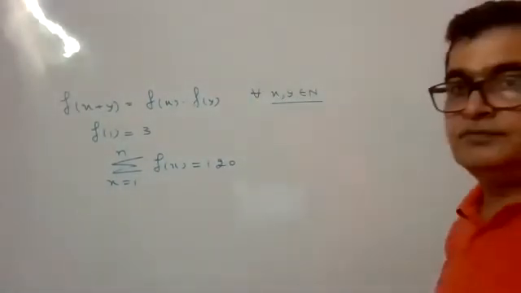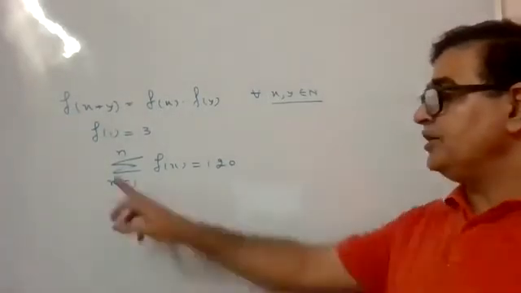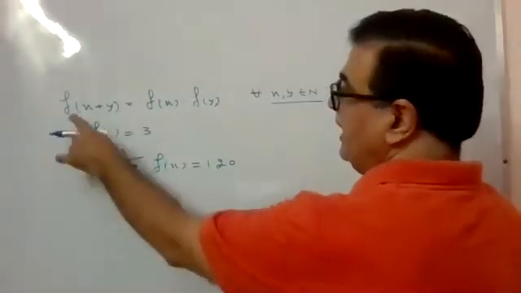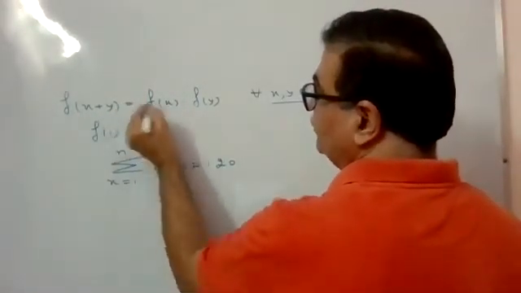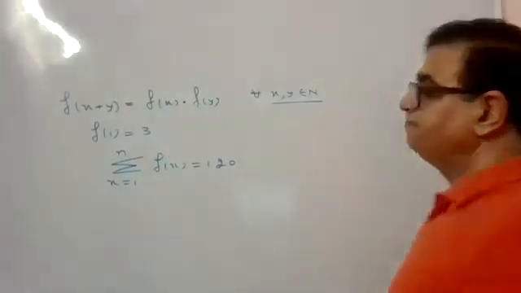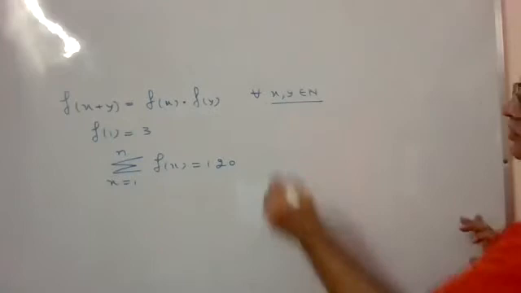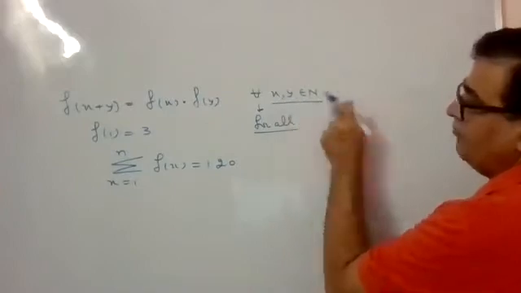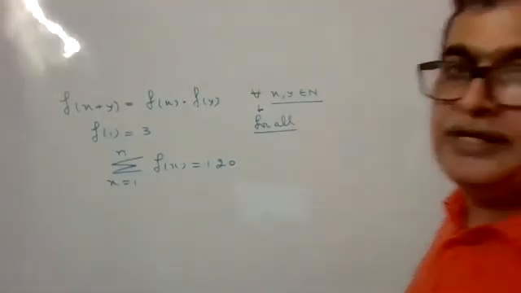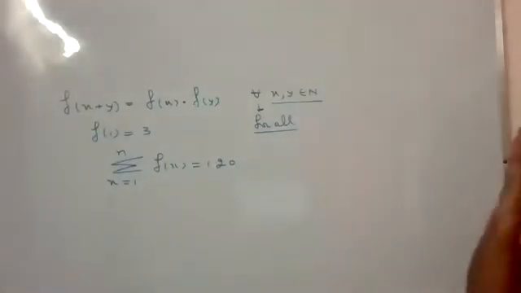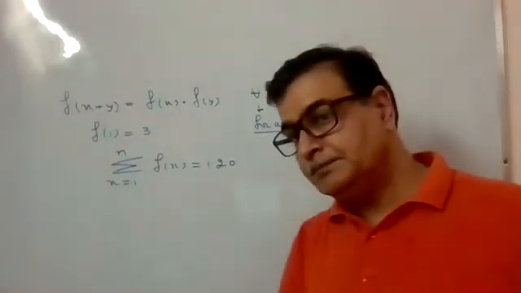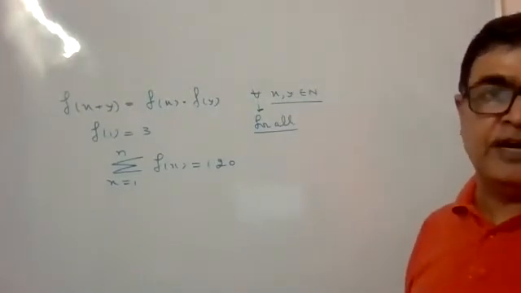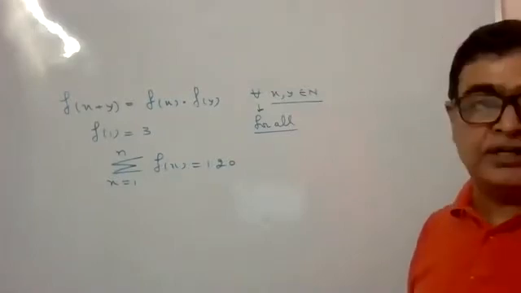What is the symbol beside x, y? It is an element of N. In the first line, f of x plus y equals f of x into f of y, for all x and y natural numbers, where x and y you are going to place as natural numbers. Now my question is, you should find out the value of n if the summation is 120.